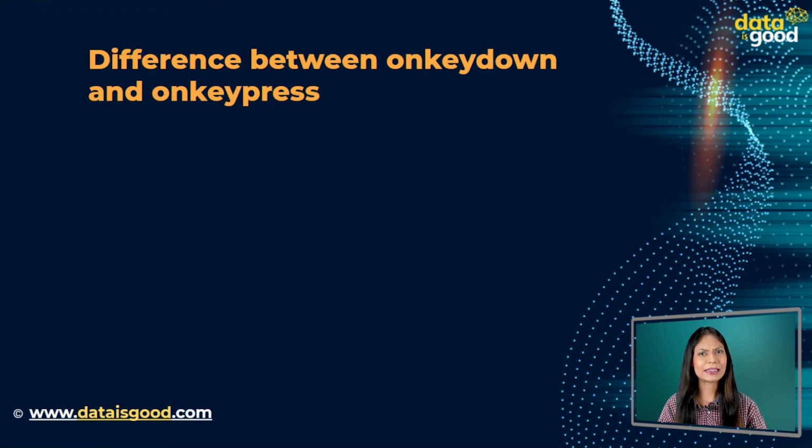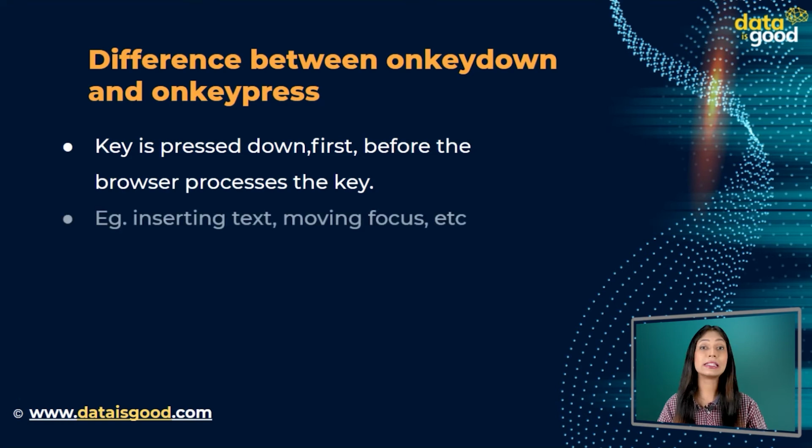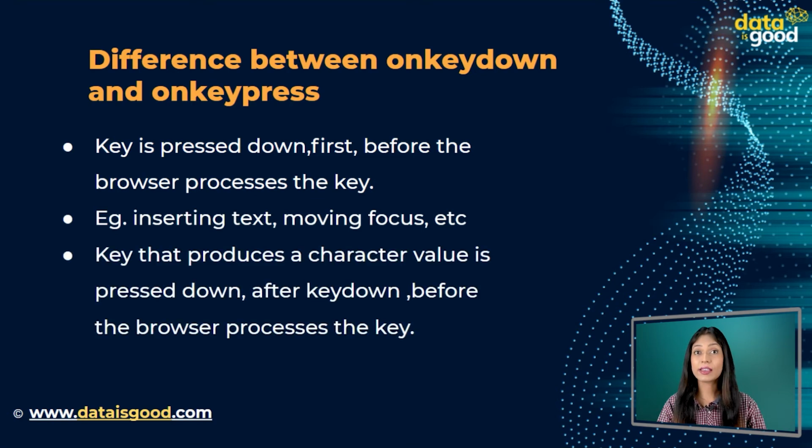I know you must be thinking that onKeyDown and onKeyPress events work the same. So what is the difference? Let me tell you what the difference is. The keydown event fires when any key is pressed down. It fires first and always before the browser processes the key, for example, inserting text, moving focus, etc. The keypress event fires when a key that produces a character value is pressed down. It fires after keydown and before the browser processes the key.